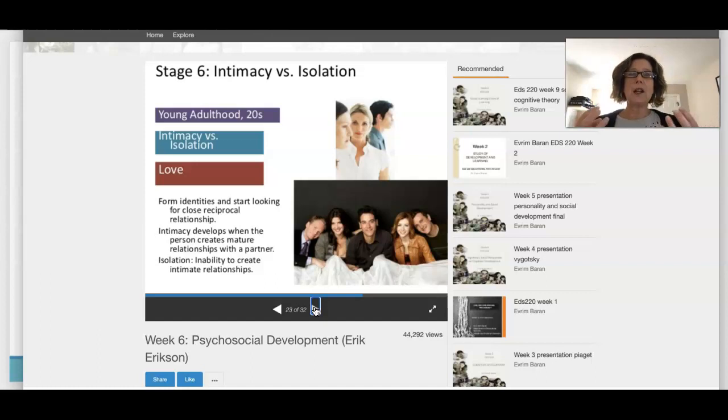It's not a husband, wife, partner, marriage situation. It's, are you developing relationships with other people that are deep and meaningful? And if you can't at this stage, then again, most people are craving that intimacy, but they're dealing with isolation instead. Okay, so that's young adulthood.